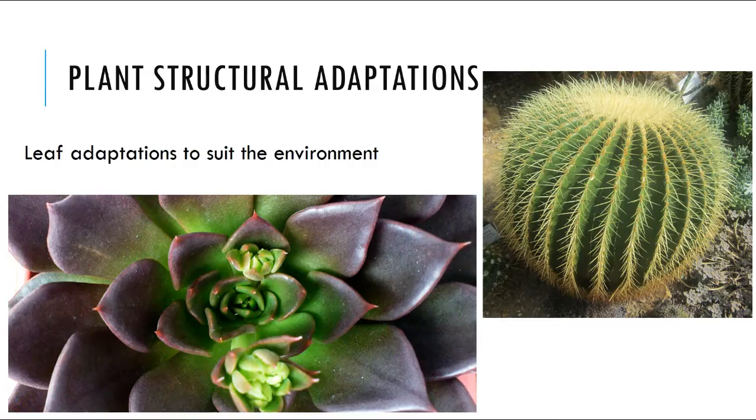Another type of structural plant adaptation is leaf adaptations to suit the environment. Succulents are a type of plant that tend to have thicker leaves, and that's to help reduce the surface area to volume ratio so that less evaporation occurs. And the same with this cactus over here. It has a very small surface area to volume ratio, and it stores water on the inside, and that's to help with being in such a harsh environment where water evaporation is a real problem.